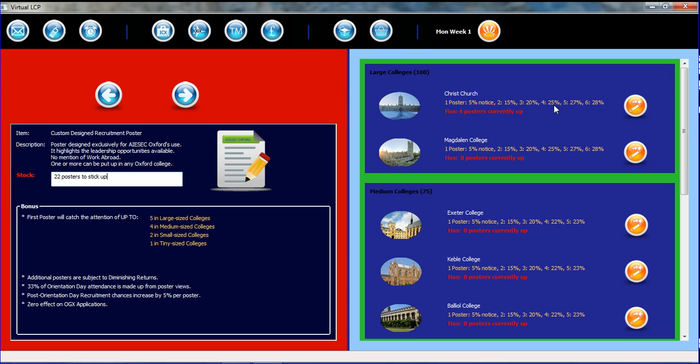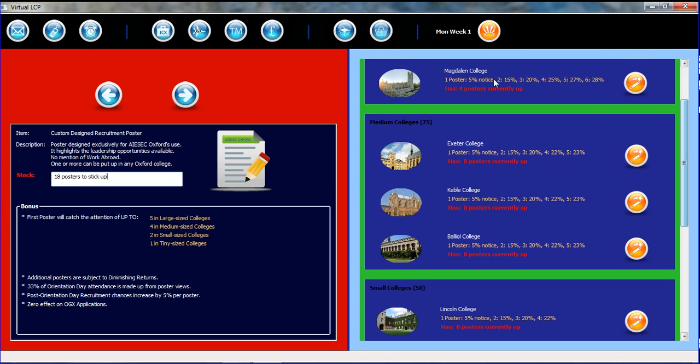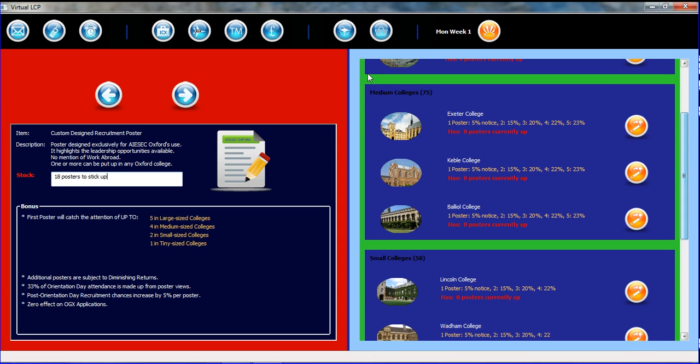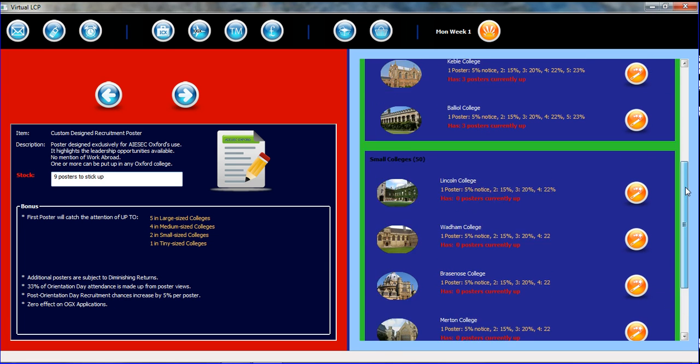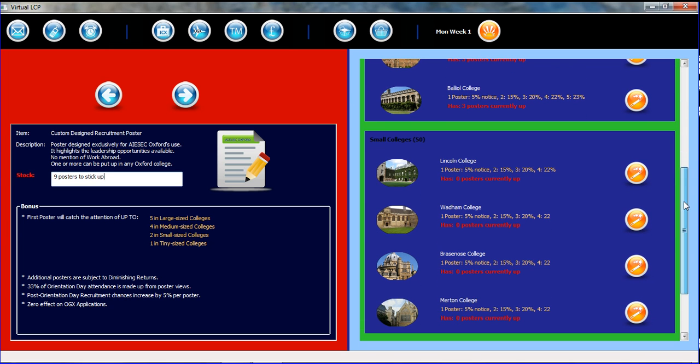Exeter, these are medium ones, so these are a bit smaller. I'll go for 3 for these, Exeter, Keble, and Balliol. Now we've got small colleges, so I think I'll stick to this pattern of 4, 3, and these will just get 2. Although we'll probably have to do a late recruitment campaign, so I might come back and buy more posters. And here's a tiny college, this is Corpus Christi. So I'll just have 1 here. It's not really worth another one, because there's no difference there.